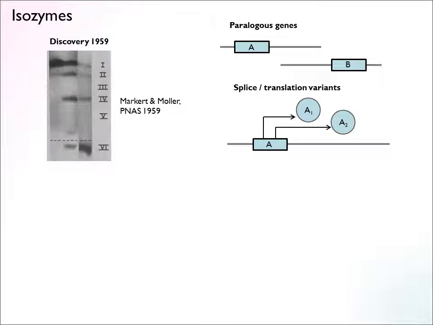Of course, today we know a lot more about how this happens. There are many examples of paralogous genes, where two distinct genes encode proteins that have the same enzymatic activity. There are often gene duplications that have later on specialized and gained specific properties. And then there are a lot of splice variants, alternative transcripts of various forms, or translation variants that somehow yield different isozymes from a single gene.